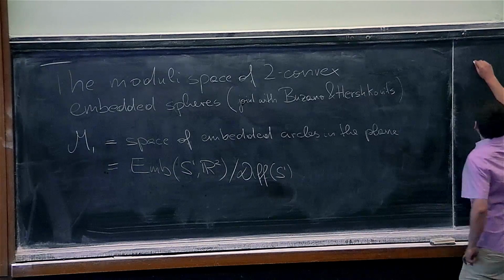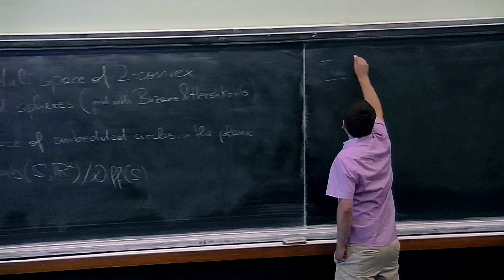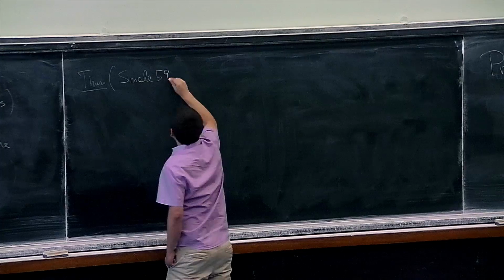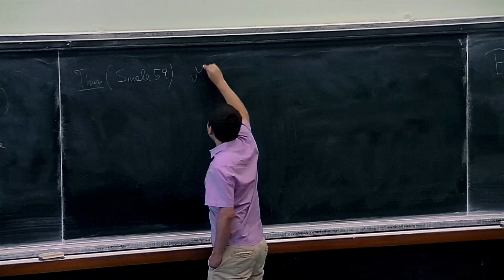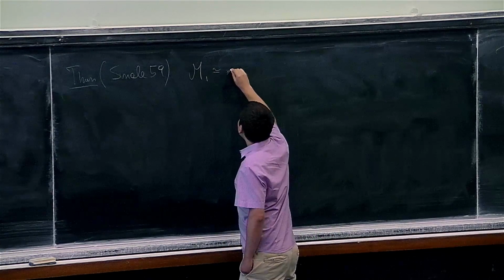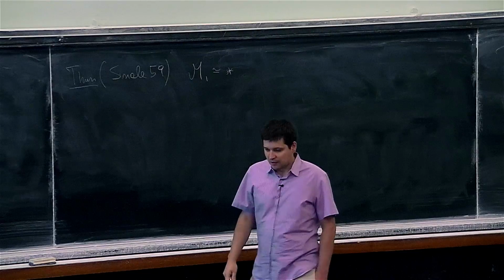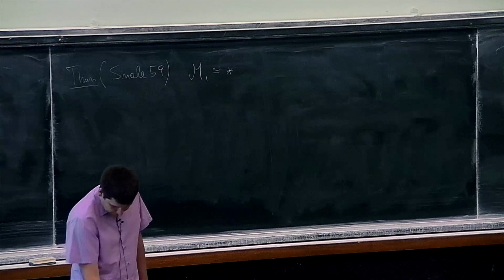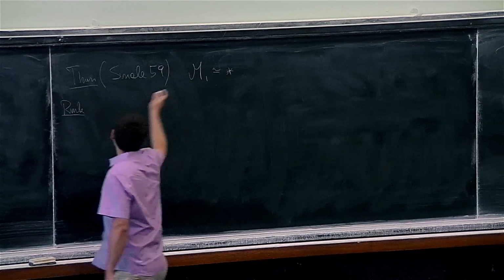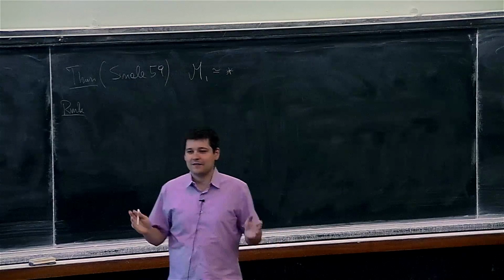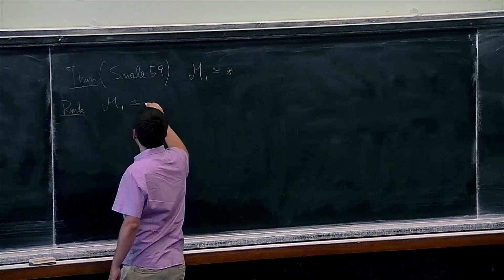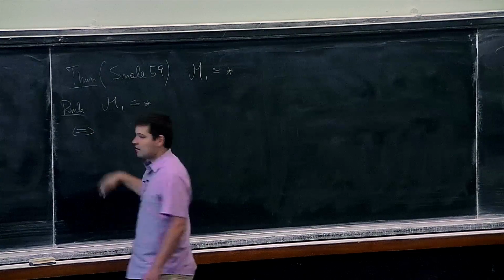And this was proved by Stephen Smale in '59. So what Smale proved is that this space of embedded circles in the plane is actually contractible. So it's homotopy equivalent to a point. Maybe the first remark is that there are many different equivalent ways of stating Smale's theorem. So saying that M1 is contractible is equivalent to a bunch of other things.